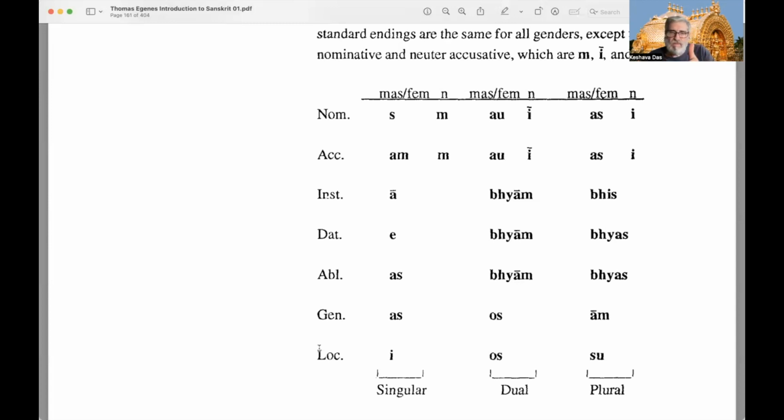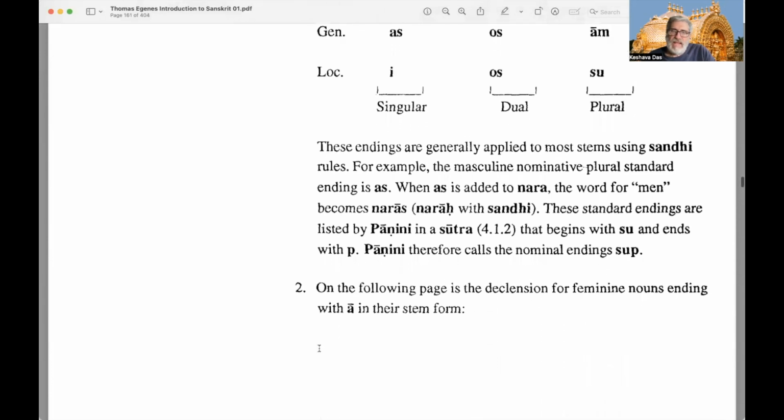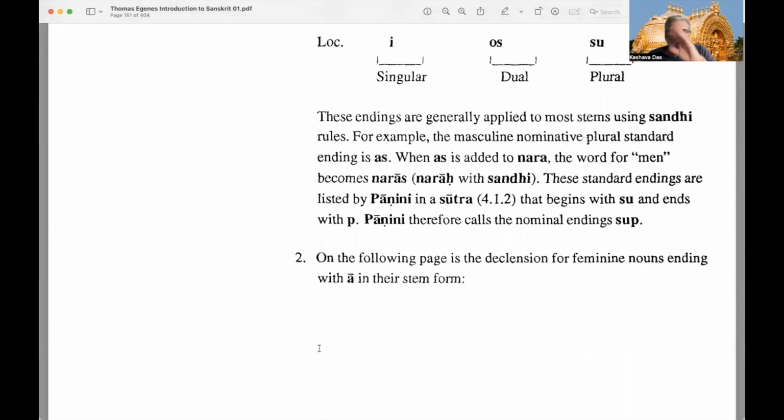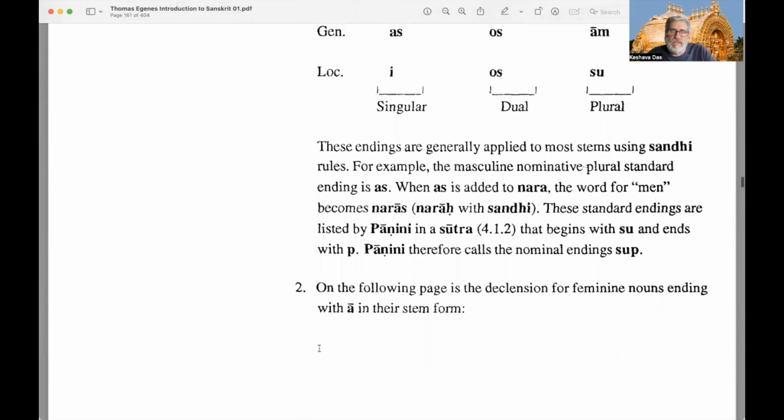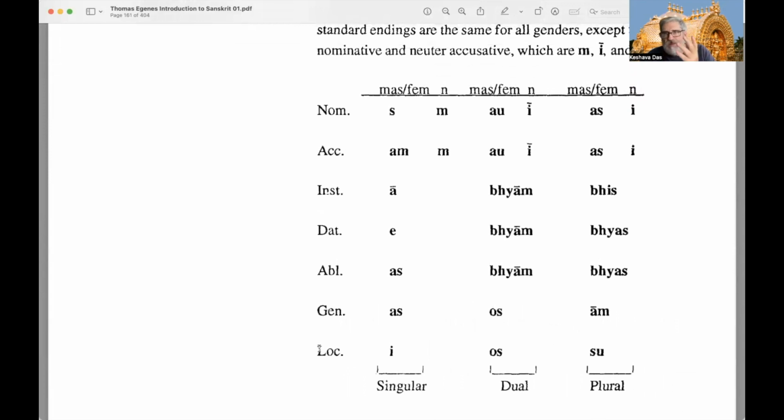The S's at the end of the singular and dual are going to turn into visarga. Then we have i, os, and su as the endings for the locative. Okay, so anyway, these endings are generally applied. I don't recommend that you learn the endings. There's a Paninian sutra where you can rattle off the endings, and if you remember them, then you can. But I don't recommend that you learn this chart or anything like that. That's not important, right?